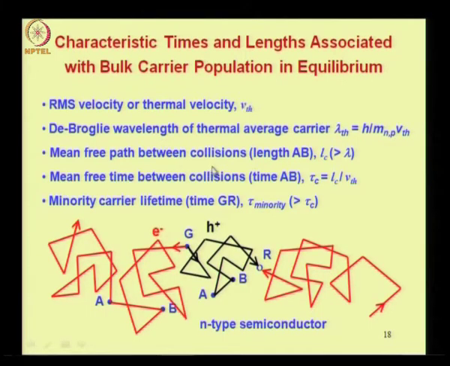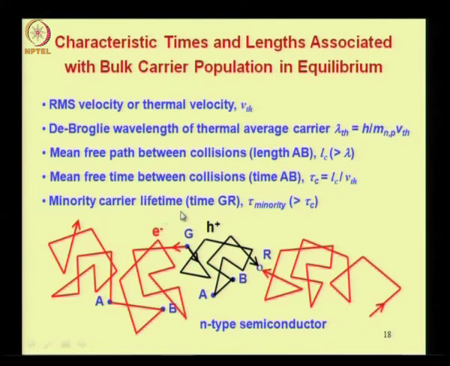The mean free path between collisions is the average length AB, that is, between two scattering events. On the other hand, the mean free time between collisions is the time required for the electron to traverse that average mean free path AB, and this is given by tau c equal to the mean free path, mean free length, divided by the thermal speed.